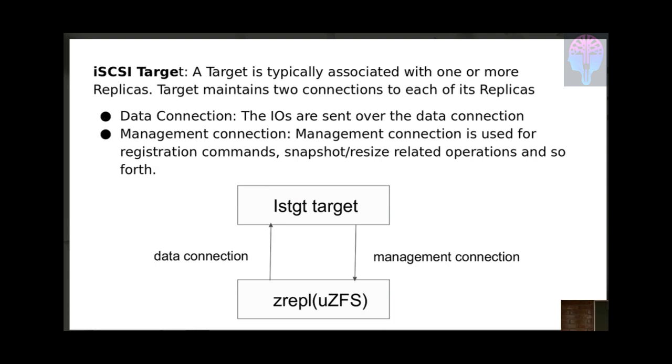So for example, we created a zvol, and the zvol which was created will make a connection, a management connection, to the target, and will register itself to the target, so the target is aware of what replicas are there.